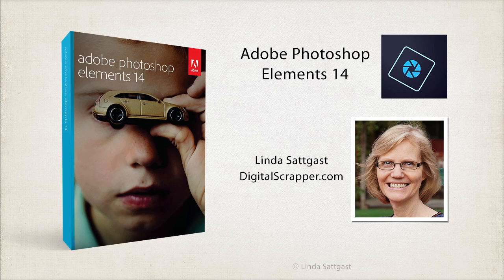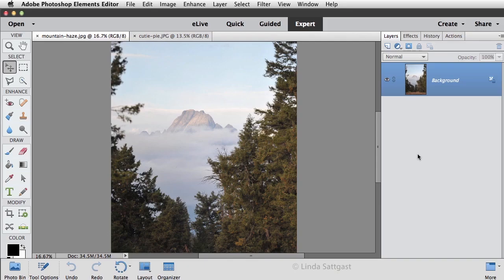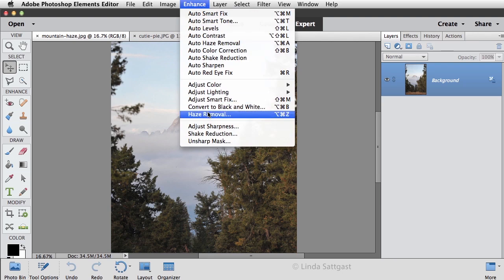My number one favorite feature is pretty much a toss-up between haze removal and shake reduction, but I'll probably use haze removal the most, so let's start with that. Open a photo that's a bit hazy. In the menu bar, choose Enhance, Haze Removal.